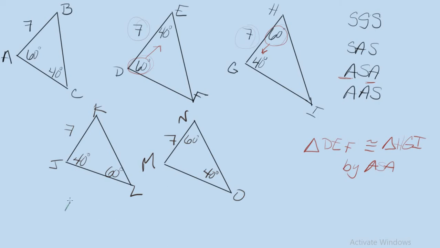If I look at triangle ABC, that would be congruent to triangle. So now A is the angle with the 60. So over here, the angle with the 60 is the N. So I'm going to say N. And then I went along the side that was the 7. So I'm going to go along the side that's the 7. M-O.